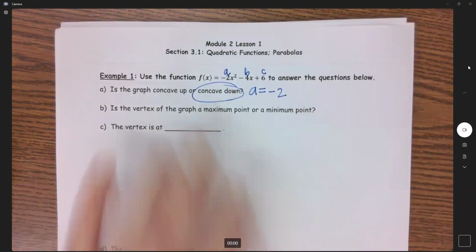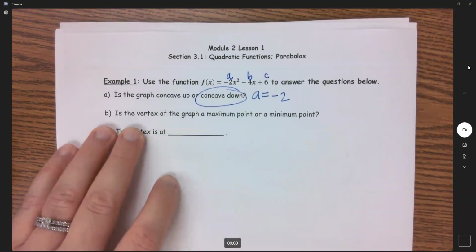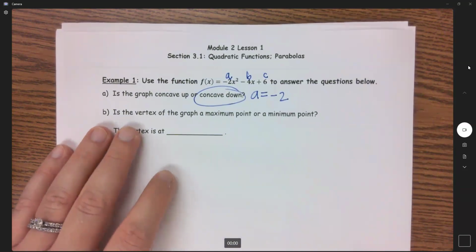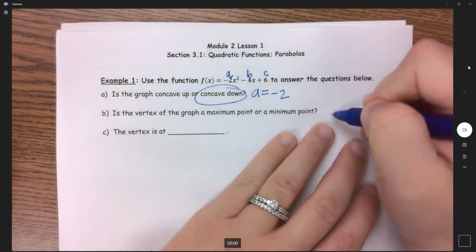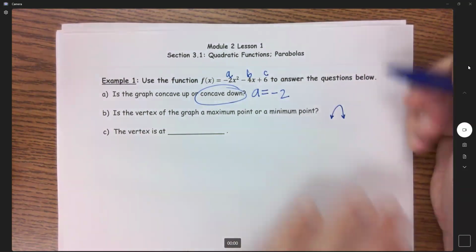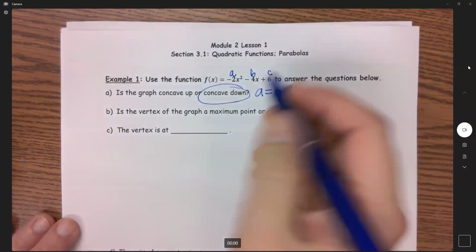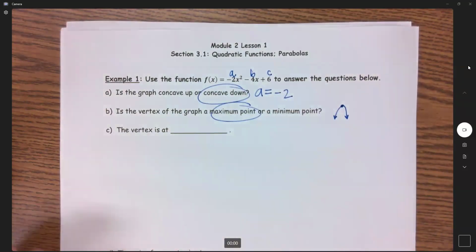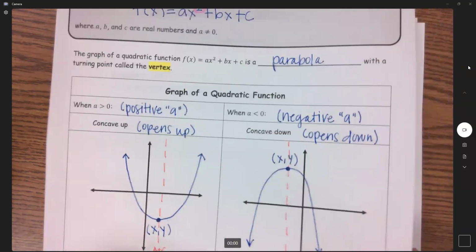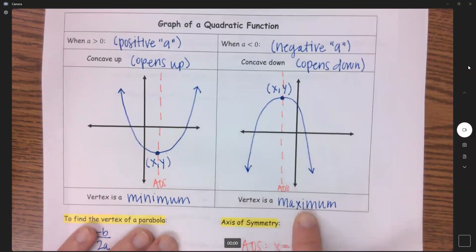So if I have concave down, you can either look at your chart on the next page or draw it. Is the vertex of the graph a maximum point or a minimum point? Well, if it's concave down, it looks like this. So that vertex is right up here. So this would be a maximum point, which is on this chart here. If it's concave down, the vertex is the maximum.